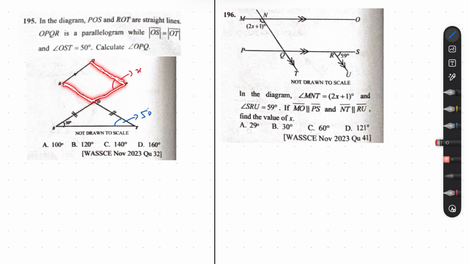alternate angles. So this angle here and this angle here are alternate. That means they are the same. So this angle here is also X. Now, how can we find X? We can find X by adding these two angles. Why? Because the sum of two interior angles gives us the opposite exterior angle.